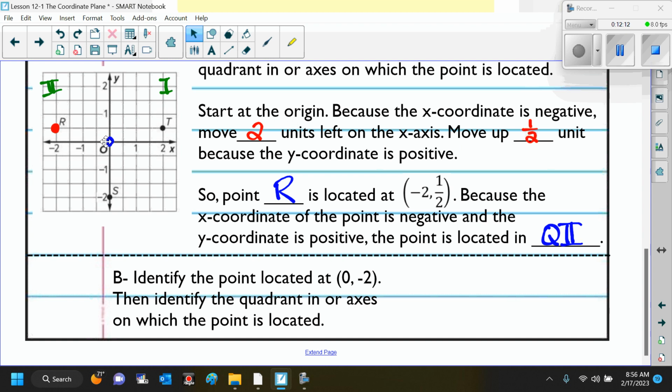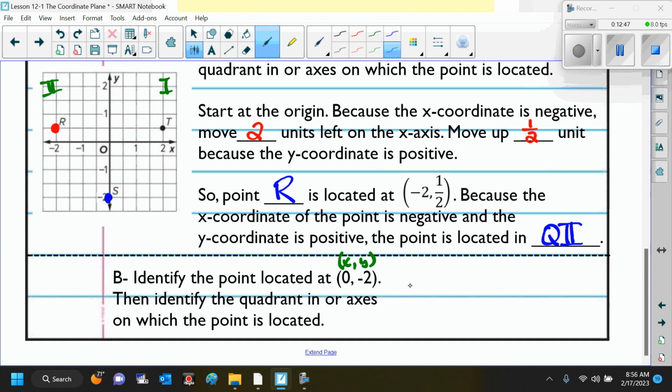All right, so we're going to start at the origin. Now, the x-coordinate is 0. So we have x, y. The x-coordinate is 0. That means you're not moving at all. So we just stay right there. We don't move left or right at all, okay? Now the y-coordinate is negative. So that means from where we are there after the x, now we're going to go down 2 units. So here we go down -1, -2, and there we are at point S.